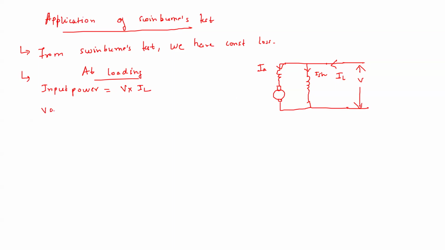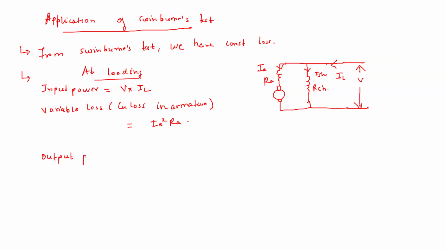Now, what about the variable loss? As I have discussed, the variable loss is the copper loss in armature winding. Let us suppose this armature winding has resistance RA and field winding has resistance RSH. So the variable loss is the copper loss in armature, so it becomes IA square RA.